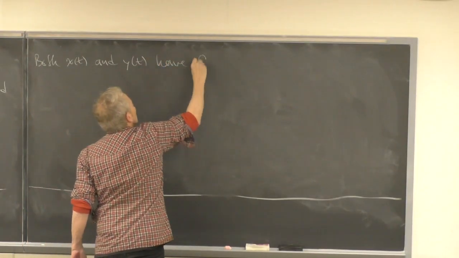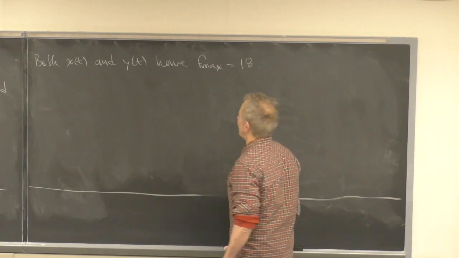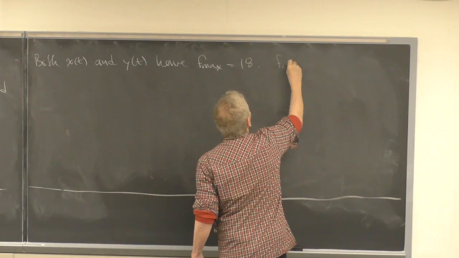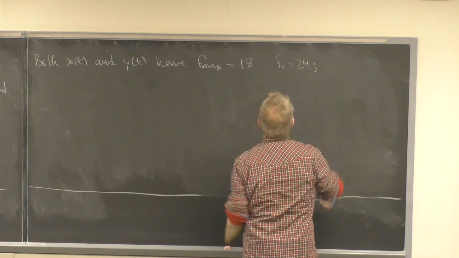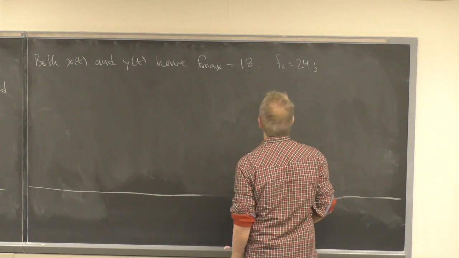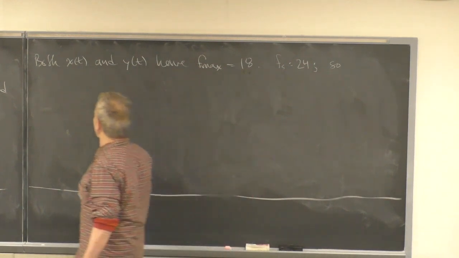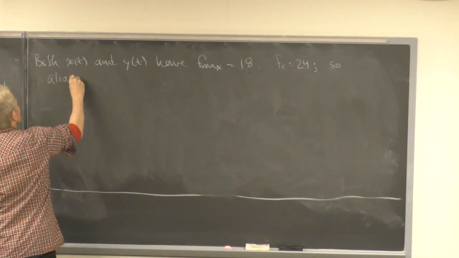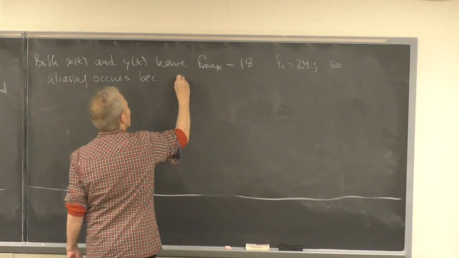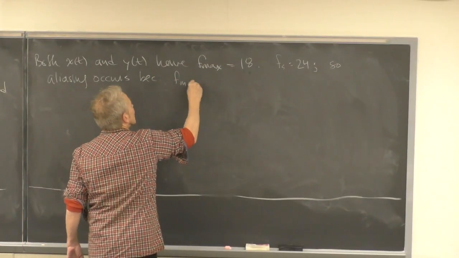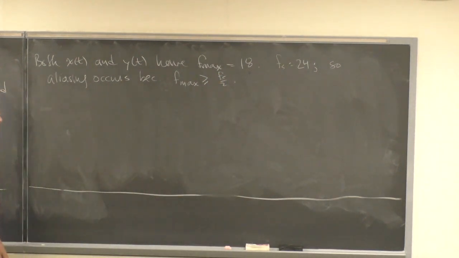OK, so each of these, both x of t and y of t, have f max equal to 18. Meanwhile, fs equals 24. And this does not satisfy that f max is less than fs over 2. So aliasing occurs, because f max is bigger than or equal to fs over 2.